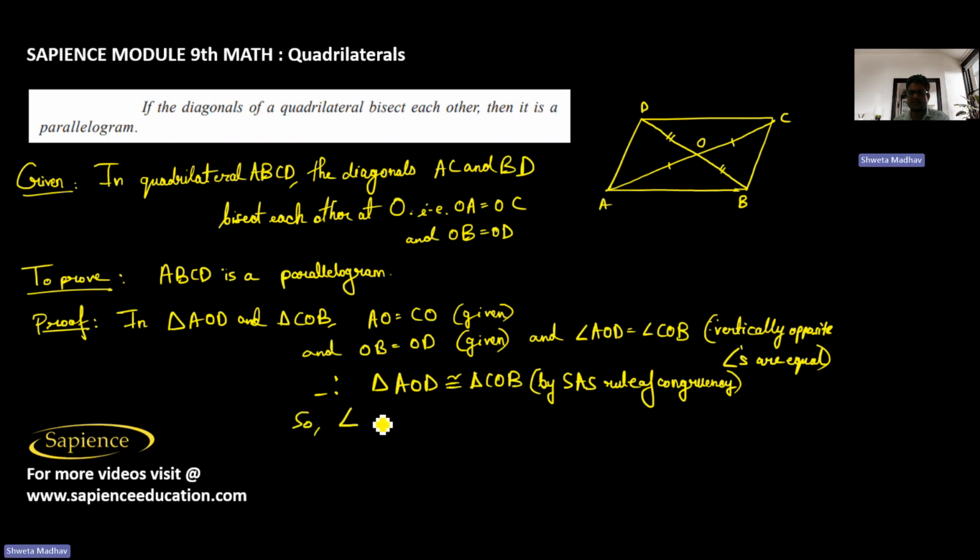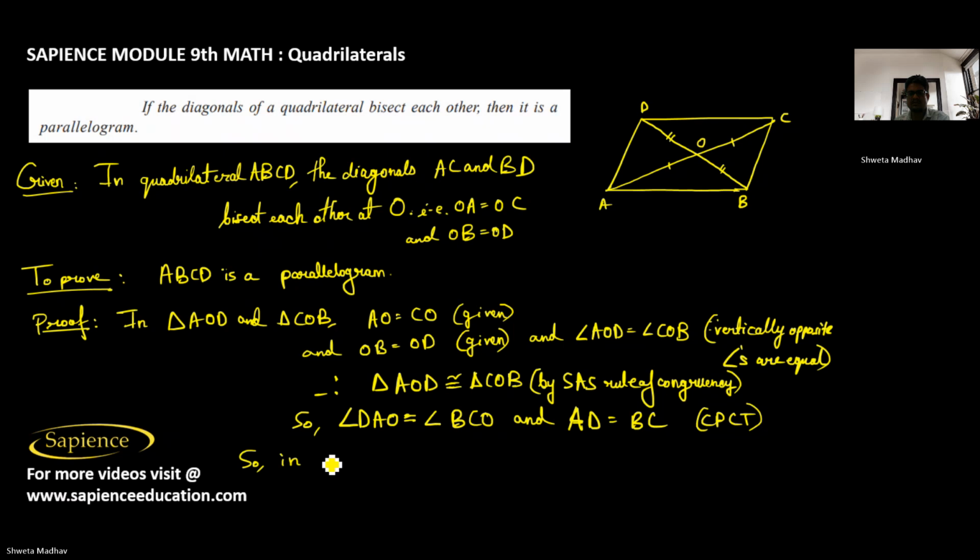So therefore, I can say that angle DAO is equal to angle BCO, and also AD equals to BC by CPCT. So now I can say that AD is parallel to BC since these alternate interior angles are equal.